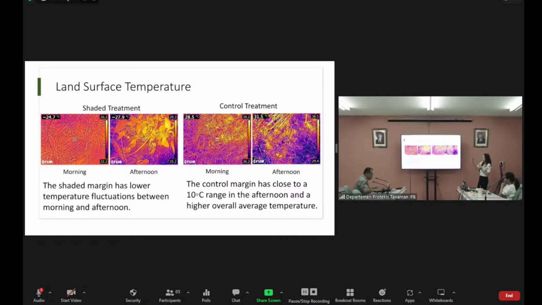And these are pictures that I took, one in the shaded treatment and one in the control treatment. When we look at the shaded treatment in the morning and the afternoon, compared to the control, the overall temperature is a lot lower in the shaded treatment. But when we also look at these ranges here, you see that the control treatment reaches nearly 38.5 degrees Celsius, nearly 40 degrees in comparison to the shaded treatment, where the highest was 29.3.